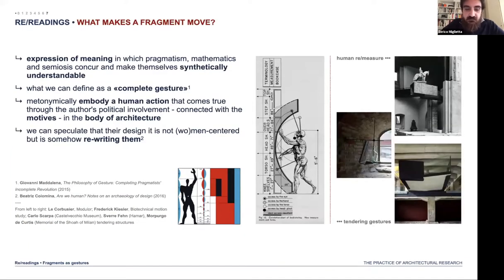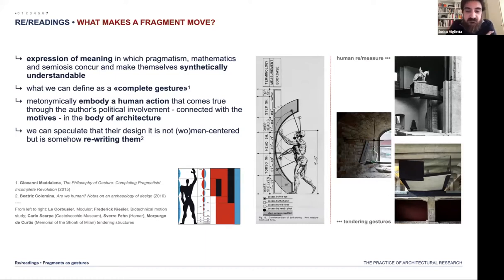For me, it's an expression of meaning in which pragmatism, mathematics, and semiosis concur and make themselves synthetically understandable, defining what we can call, borrowing the definition from Giovanni Maddalena, a complete gesture. Fact structures tending, sustaining, and distancing themselves metonymically embody a human action that comes through the author's political involvement in the body of architecture. And the analysis of this intention to define them as perceivable wants to demonstrate a path that from their vague state, a fertile ground for intuition, can demonstrate a generalizability, describing the link from figure to action as a line of identity.